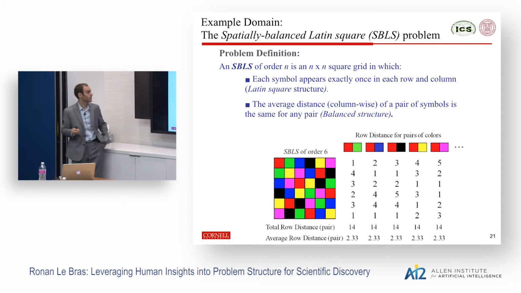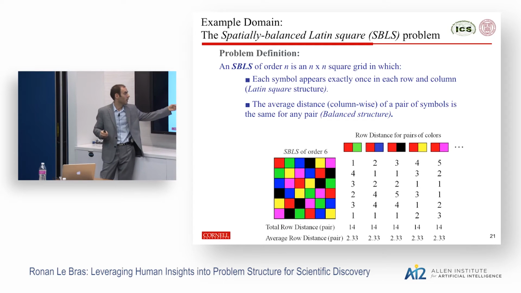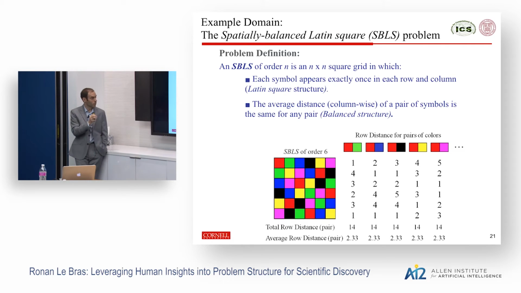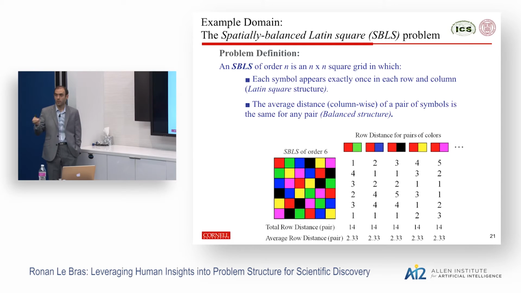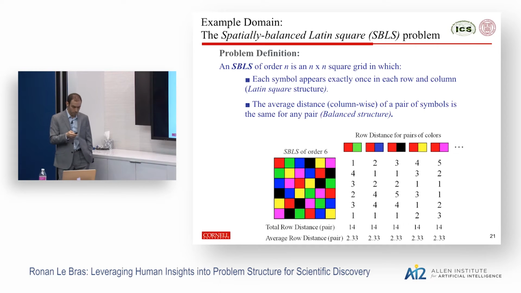And that's basically to avoid the correlation, the spatial bias in terms of the assessment of the quality of the treatment. So here, let's look at the pair red and green, for example. You'll see that they are one column apart in the first row, four columns apart in the second row, and so on, for a total of 14. And you want this total to be the same for all the pairs of symbols. And in that case, you would get what they call the spatially balanced Latin square.